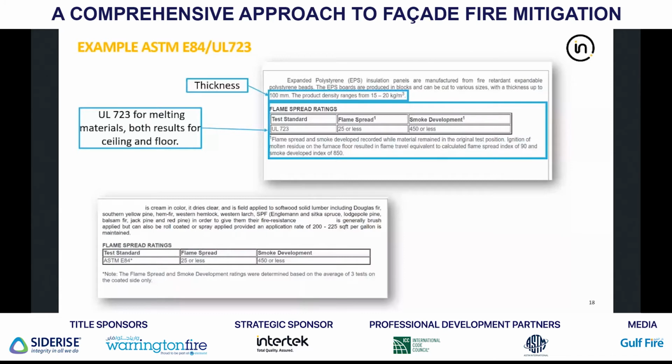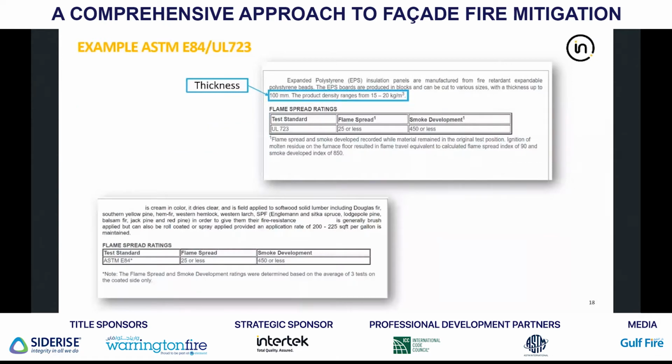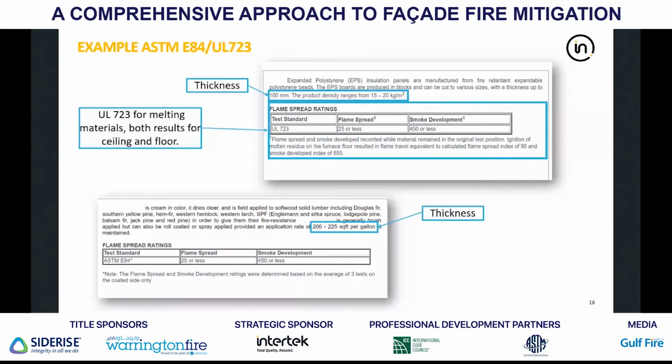But in this case, since UL723 has that option of classifying with only the time the material remains in the ceiling, you get that other classification. So you should always get both results. When you look at UL723, if you don't get two results, it's because it's not a dripping material and they're the same. And here another example. So this is for E84 directly. You have the thickness and your results.